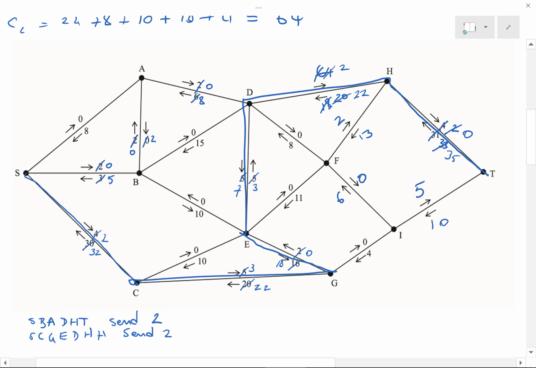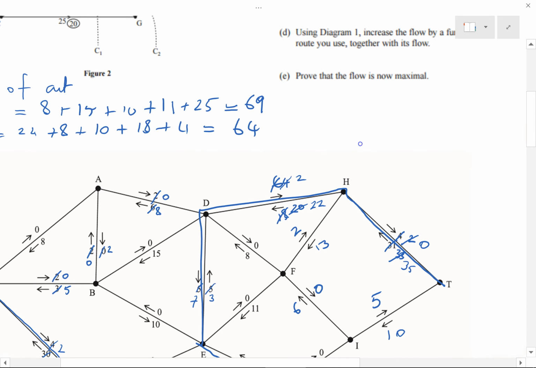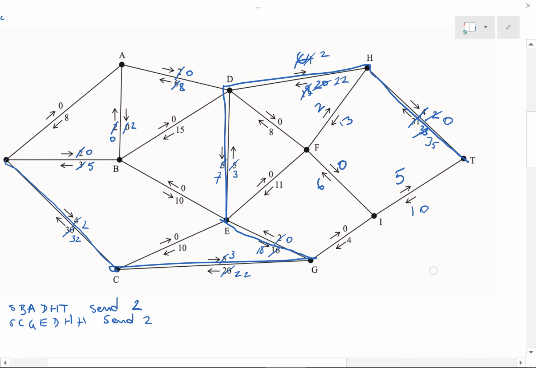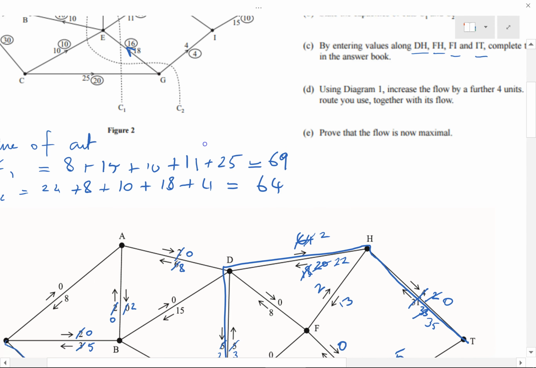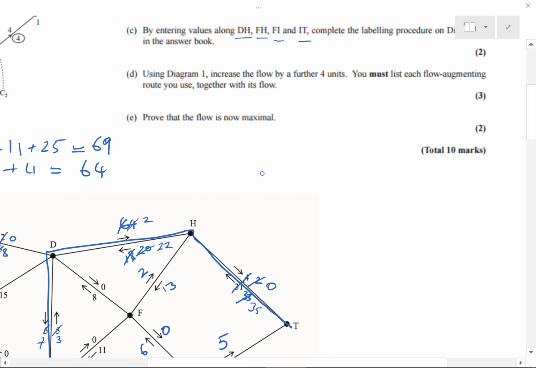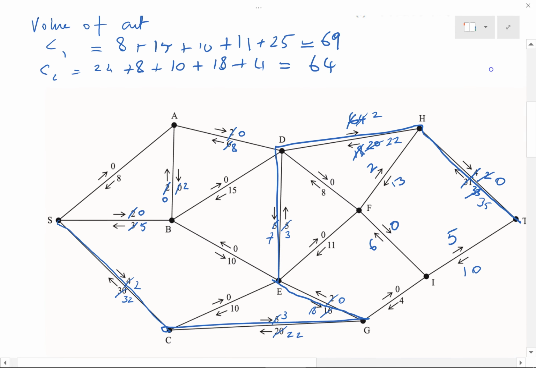Right, so that's it. And then I don't think we need to go any further. It is proved that it's maximal. Right, well, we can go back to the original diagram here. It doesn't ask for a final flow diagram, I don't think. Let's have a look at the original question again. Increase the flow by further 4, stating you must list each flow augmenting route you use together with its flow. That's fine.